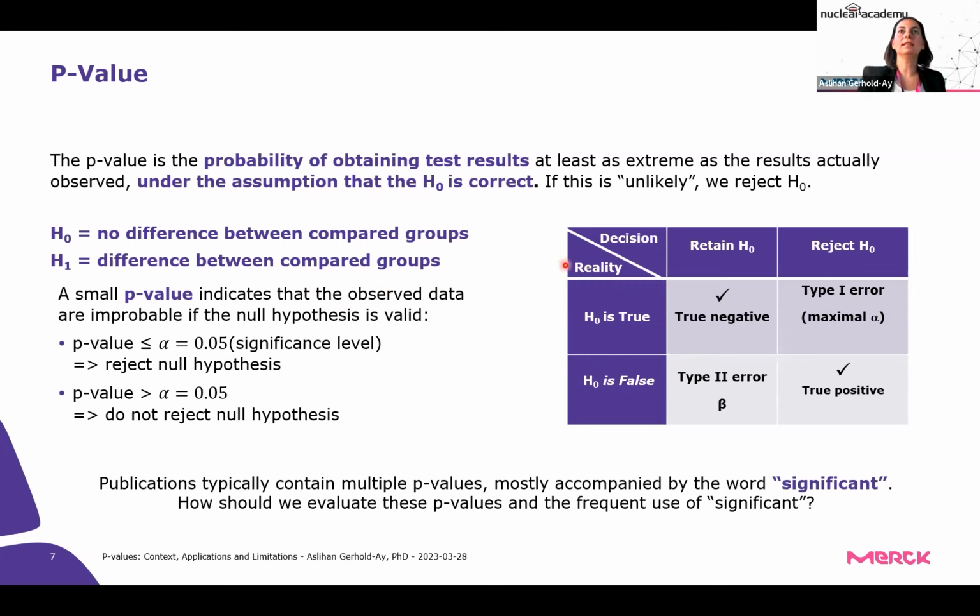And the reality is that our null hypothesis is true or our null hypothesis is false. And then at the other side, we have the decision which we are going to make: to retain the null hypothesis or to reject the null hypothesis. And here we have two true positives when we have the combination of the null hypothesis is true and we retain, or the null hypothesis is false and we reject.